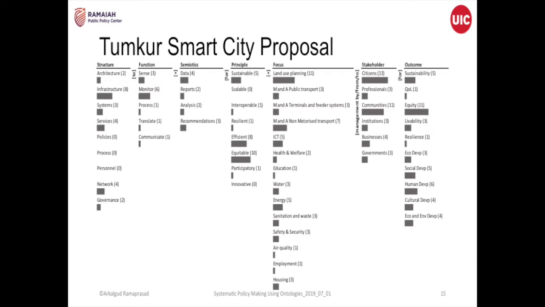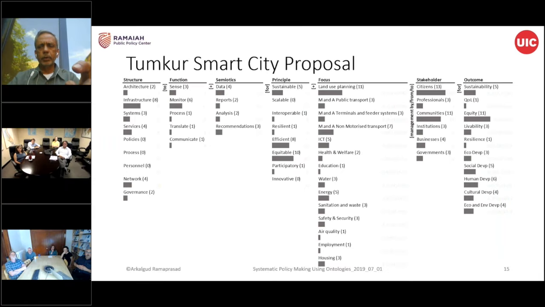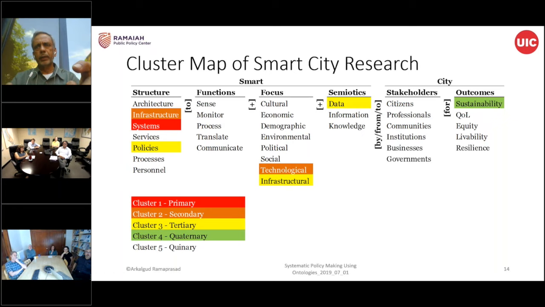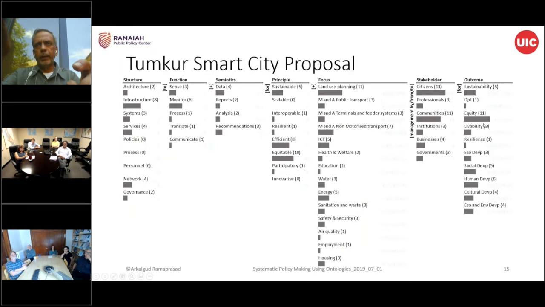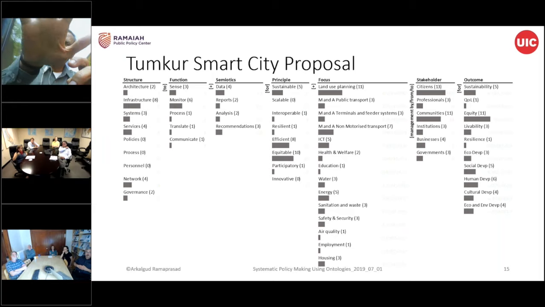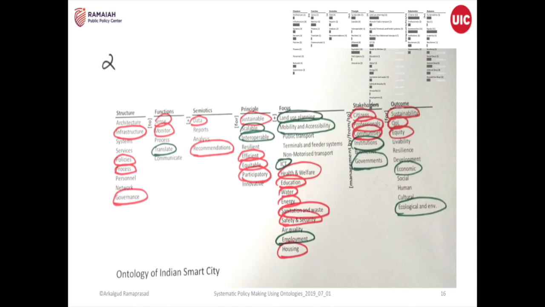One was, in this context, India has a program for smart cities. And we took one of the smart city proposals, Tumkur's, and then we tried to map what they talk about. Now, I talked earlier about the gaps between research and practice. You will notice that the research emphasis is quite different from the practice emphasis. Now, we had to change the taxonomy a little bit because in this case, in terms of the focus, although we talked about cultural, economic, demographic, they were much more specific in terms of land use planning, public transportation, feeder systems, and so on and so forth. And then what we find, comparing this with the earlier one, is the gaps between the research and practice.